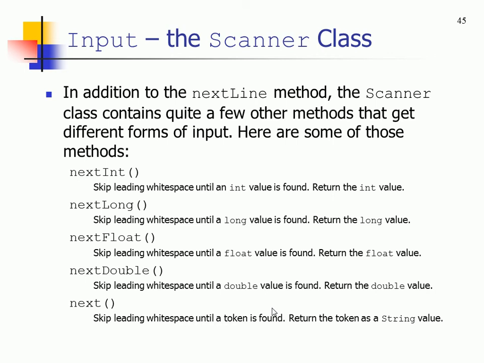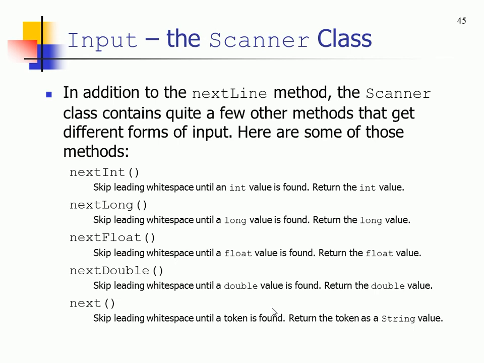Next integer. Next long would get a long. Next float would get a float. Next double would get a double. Next gets until the next white space. This is, skip leading white space until a token is found, then return the token as a string value.